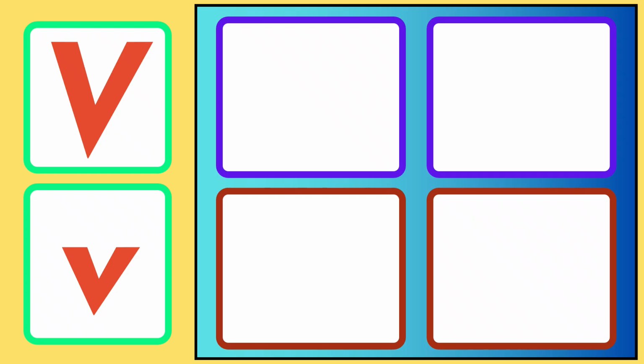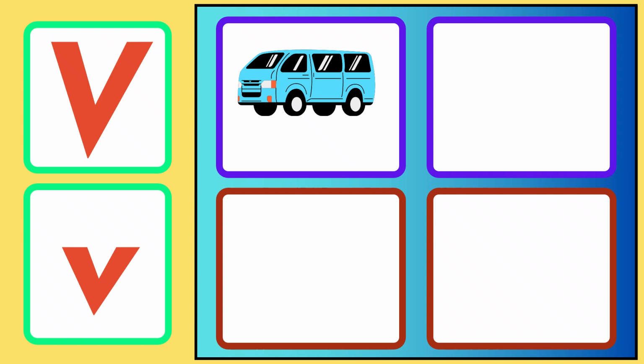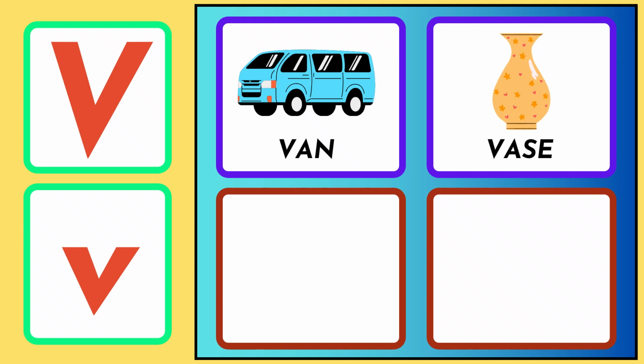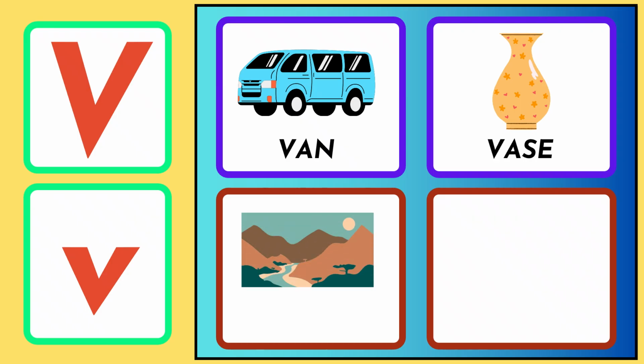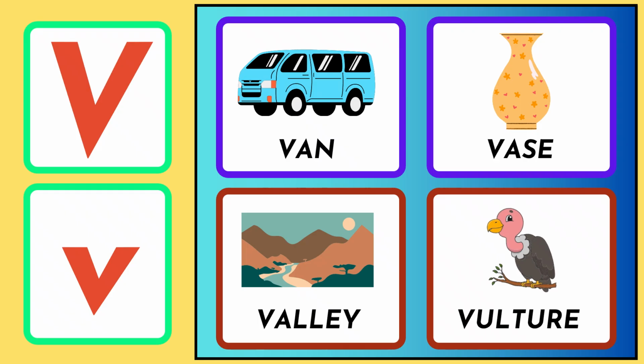Letter V. V sounds like V. V is for van. V. Vase. V. Valley. V. Vulture. V.